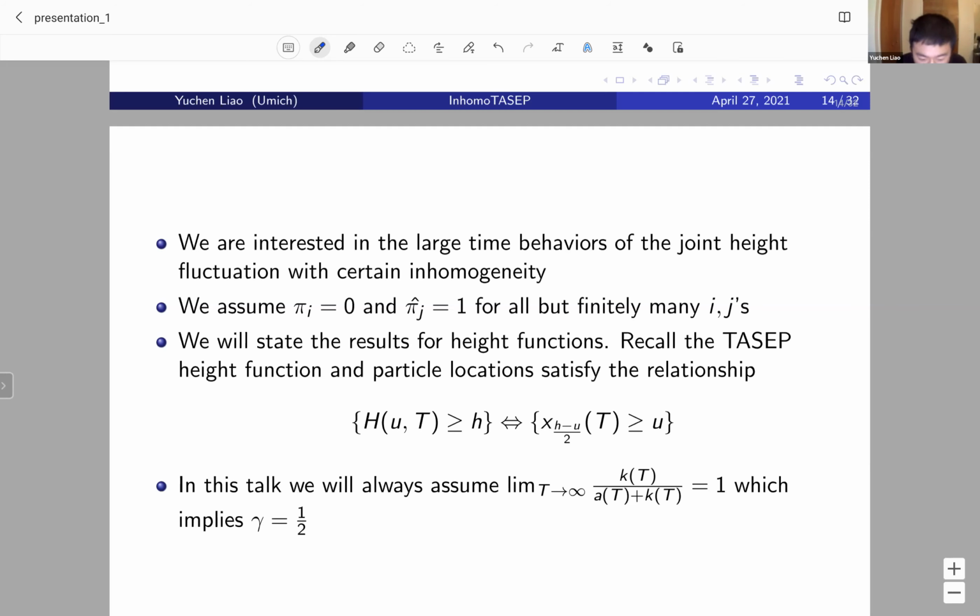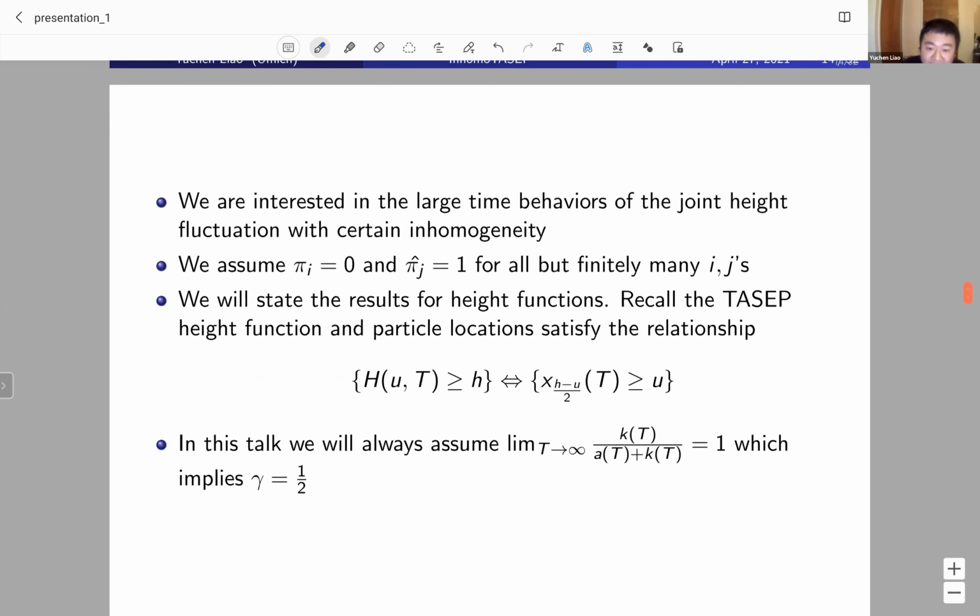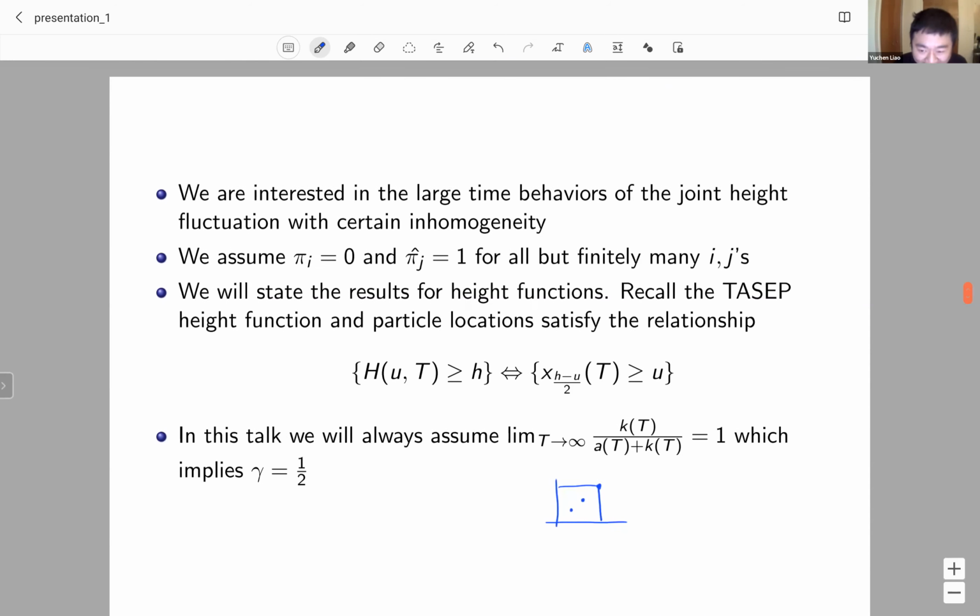So we assume the same thing, that is, pi_i are equal to 0 and pi_j hat are equal to 1 for all but finitely many i, j. And then we assume, at this talk, that we're only looking at the last passage time at some strict diagonal. That is, the row and the column have ratio going to 1 essentially. So in that case, the critical value gamma is a half.